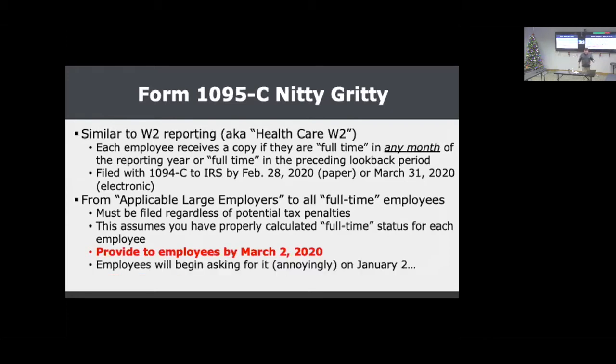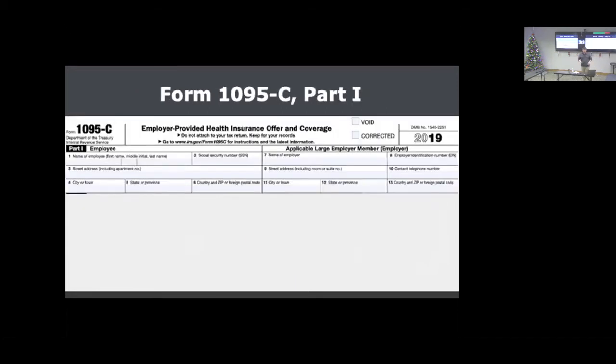And employees will begin asking for it annoyingly on January 2nd, or as soon as your W-2s go out and they don't have the 1095 with it, because they just forward all that stuff to the accountant and they're going to say, well, we need your 1095. Sorry about that. That's just part of what they do when they extend our debt. So listen, the fact of the matter is they're due March 2nd, but there's nothing that stops you from getting them done earlier. But I want you to know, right, that you've got that extra time if you want it.